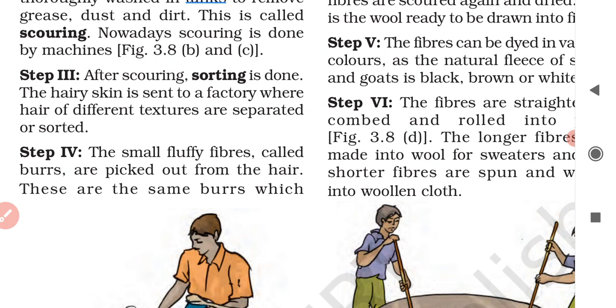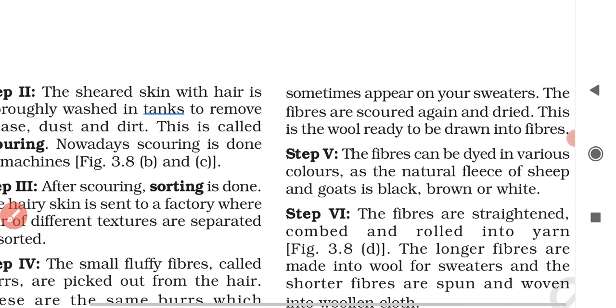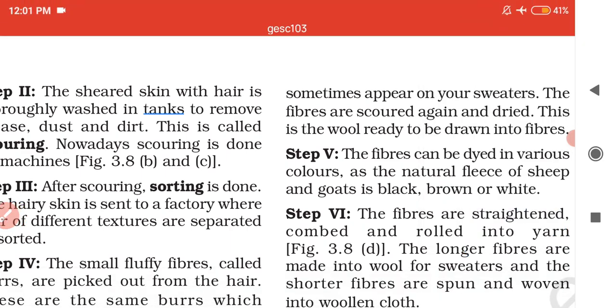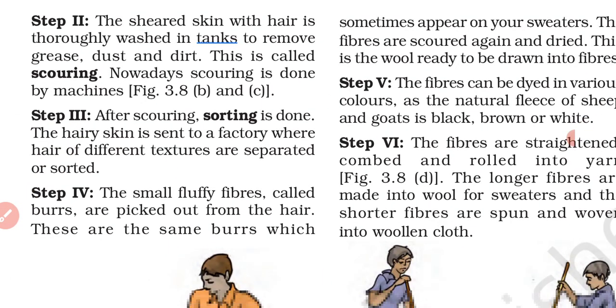So step number 4 is combing, right? Small fluffy fibers, also called as burrs, are picked out from the hair. So these are the same burrs which sometimes appear on your sweaters. So it has to be removed from the hair, it has to be removed from the fleece. Sometimes it appears on your sweaters, right? So it is that burrs only.